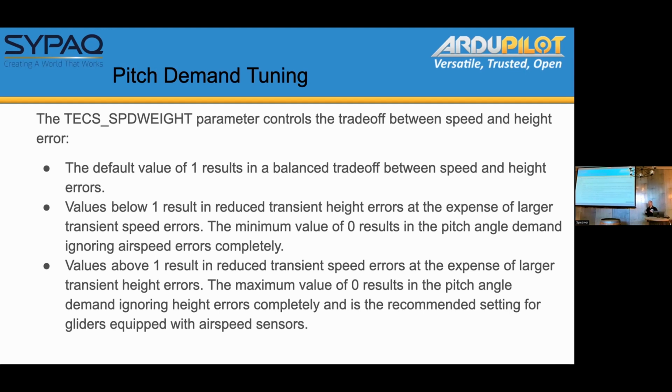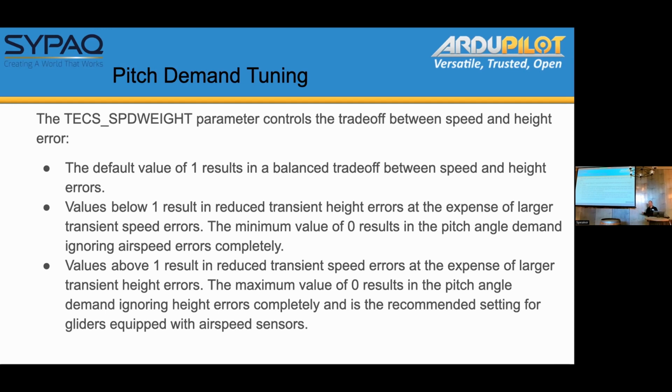And it's the only setting you can use for gliders, because they can't control their speed with throttle. They have to control it using pitch angle. On the other hand, if you've got something with a powerful engine, very fast throttle, and you want accurate height control, you could set it to a value of 0, where the pitch angle completely ignores the speed, and all it tries to do is control the height, and then the throttle has to do all the work with speed control.